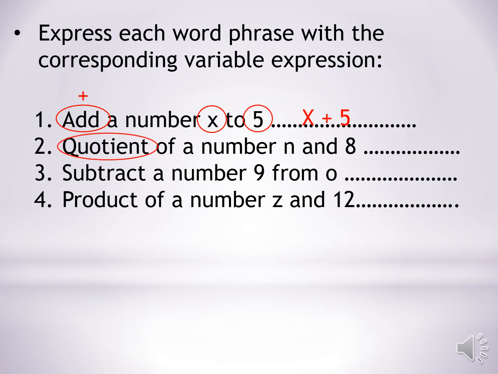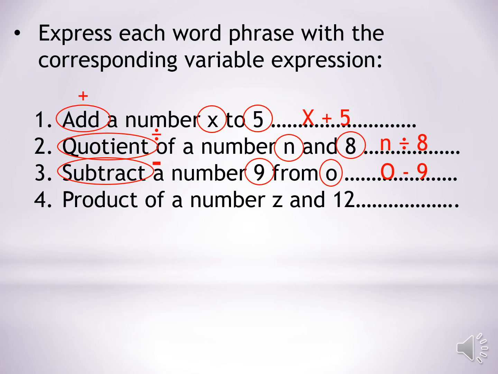In number 2, I have quotient. We said that quotient is a keyword for divide. So I have a quotient of a number n, this is my symbol, and 8, this is my number. So all I have to do is put n divided by 8. Number 3: subtract. Subtract, this is a keyword for minus. Subtract a number 9, this is my number, from O, this is my symbol. I have to put the symbol or the number after the word from first. So I will put O minus 9.